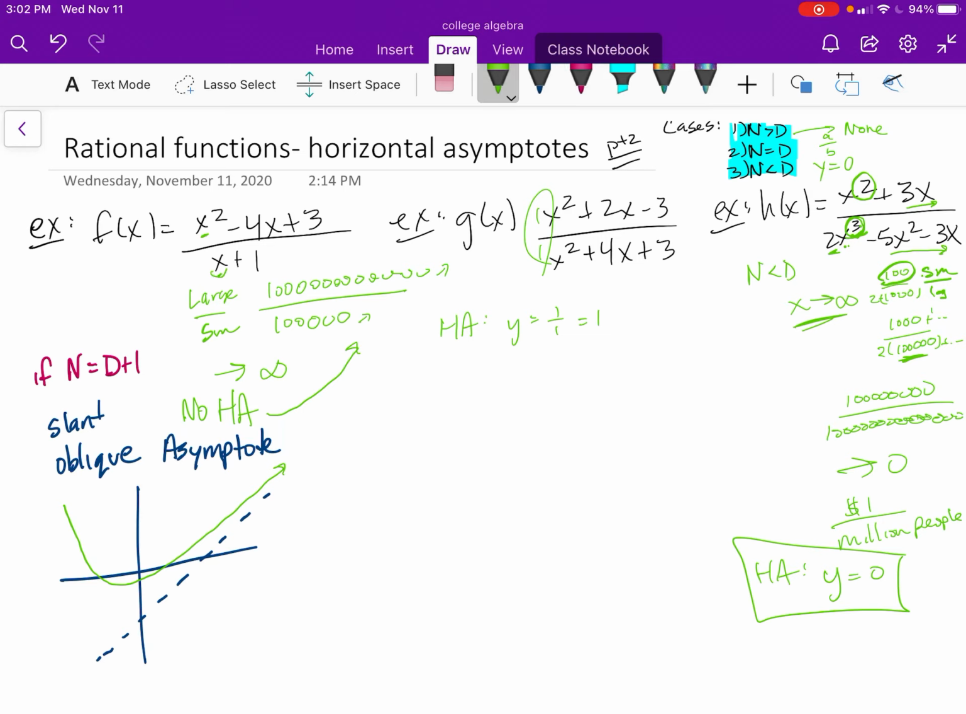and looking here, we can see that is in fact true, right? The degree of the numerator is 2, and the degree of the denominator is 1. So the degree of the numerator is 1 larger than the denominator. There is going to be a slant asymptote. How do we find this? You have to use polynomial long division. So what does that mean? We take x plus 1 and we divide it into the numerator.